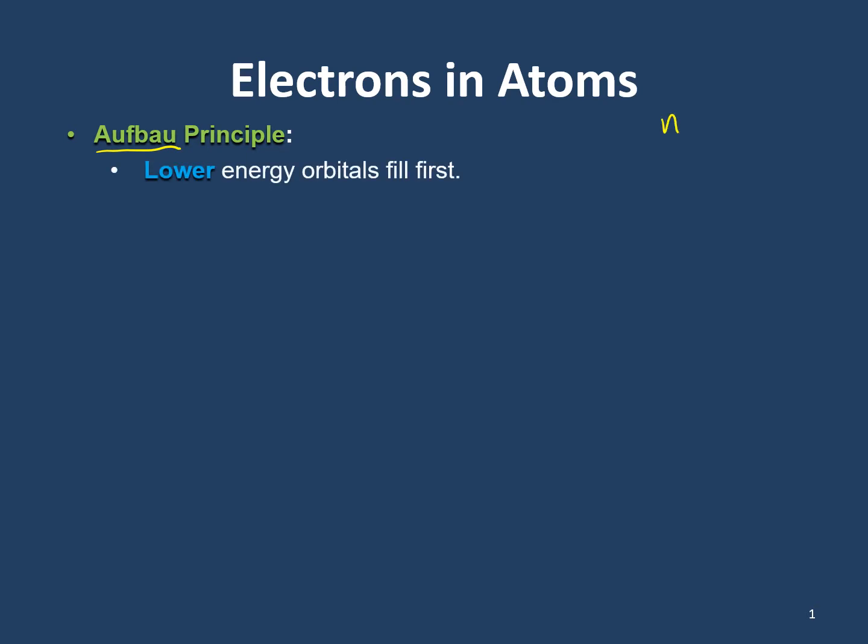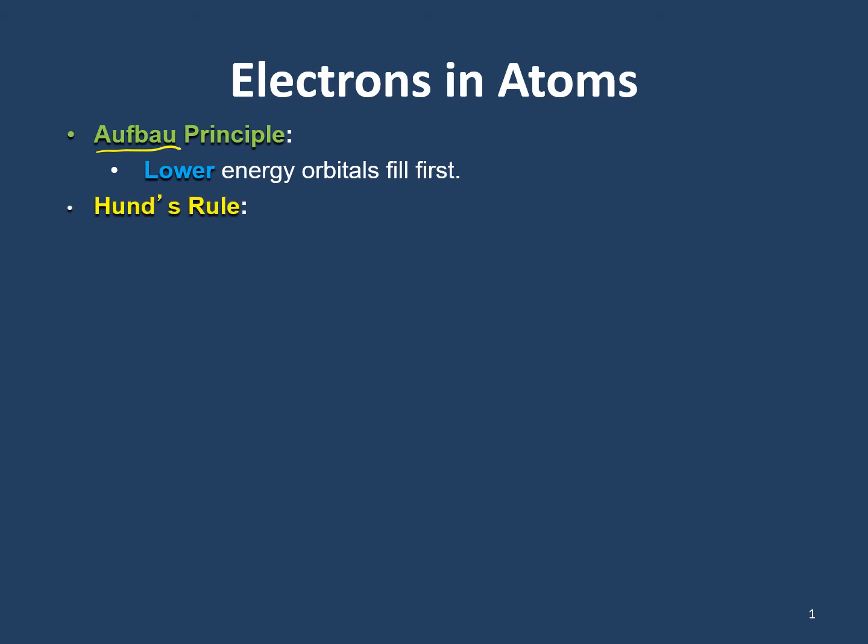So in other words, n equals 1 would be filled before we add anything into n equals 2, generally. There is a bit of an asterisk to that statement, and we'll get to it in a couple more slides in this lecture video. So that's our first rule. If you're at a lower n value, we're going to put electrons into those orbitals before we fill any at a higher energy value.